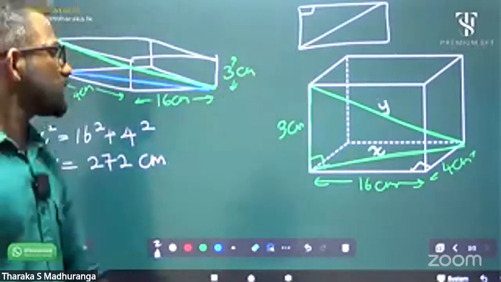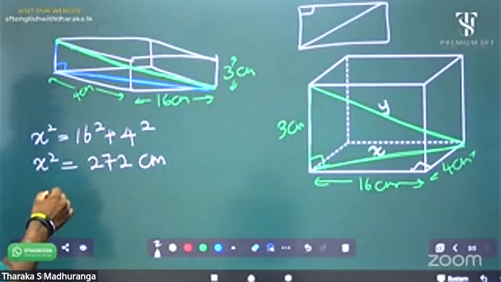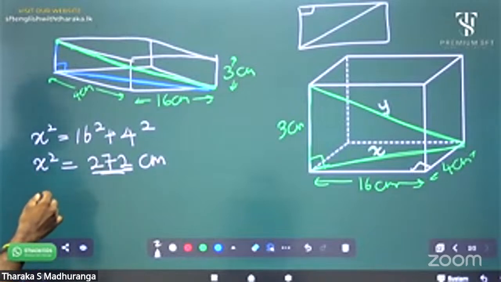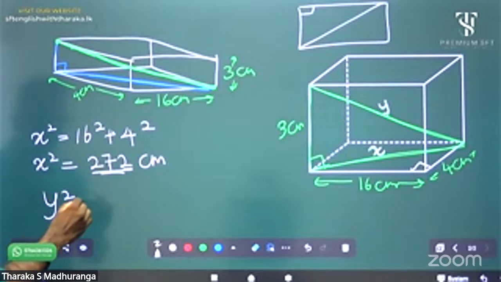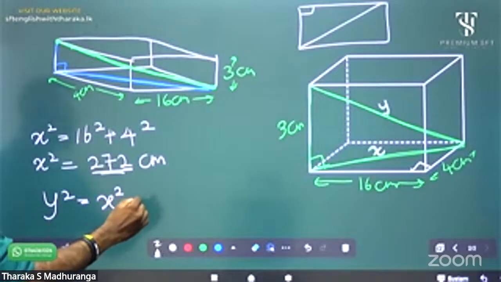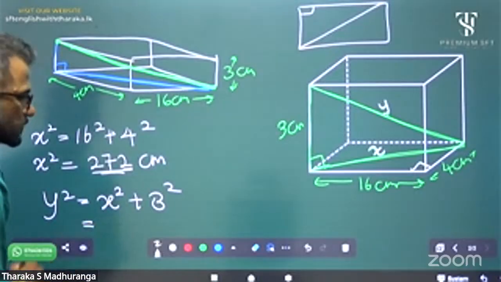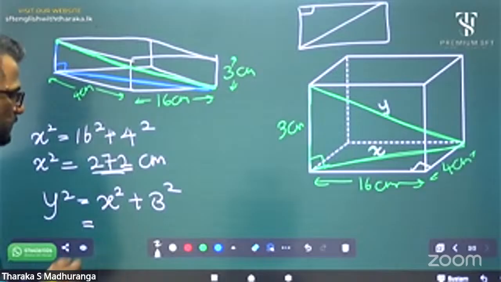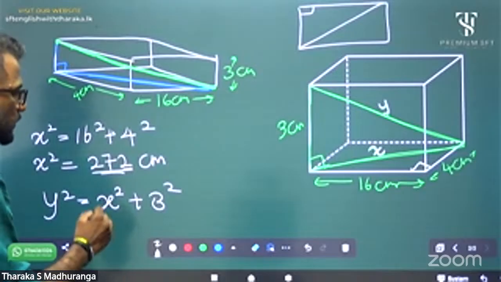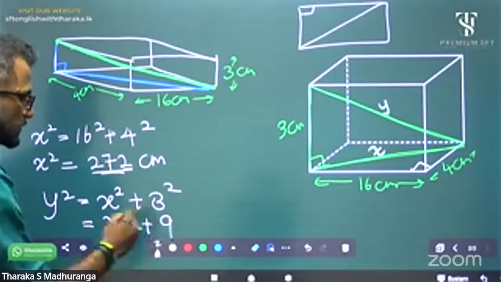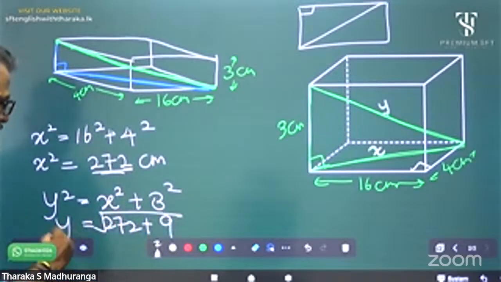If you want y, y squared equals x squared plus 3 squared. Understood? X squared is 272 plus 3 squared, 9. The square root is y.